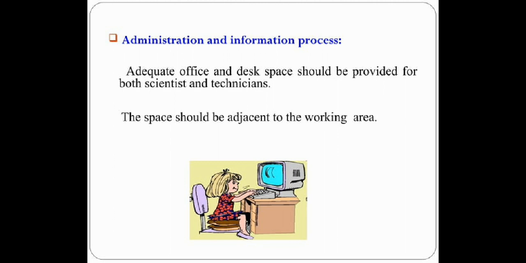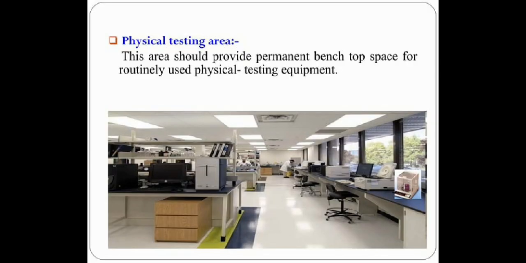Coming to the first in space requirement, that is administration and information processing. Adequate office and desk space should be provided for both scientists and technicians. The space should be adjacent to the working area, as you can see in the picture in this slide. Then second, physical testing area. This area should provide permanent bench top space for routinely used physical testing equipment.